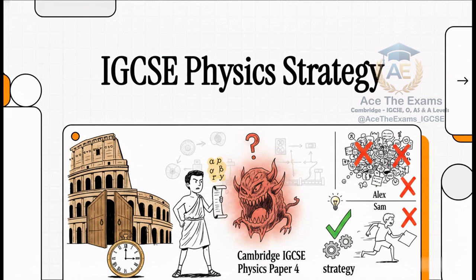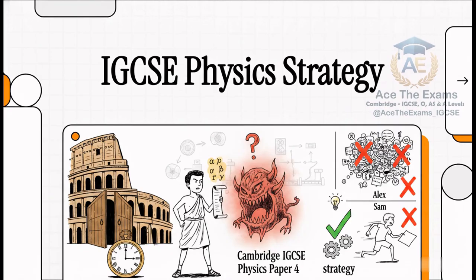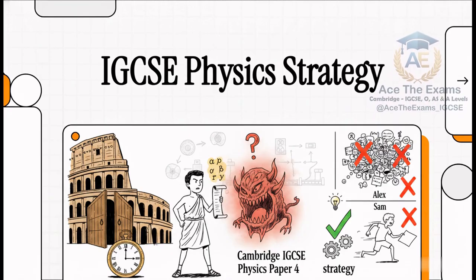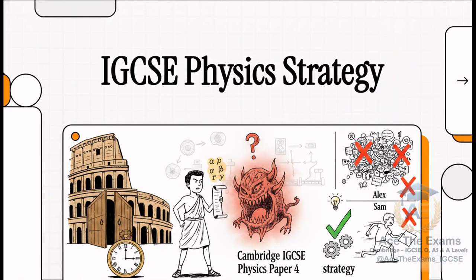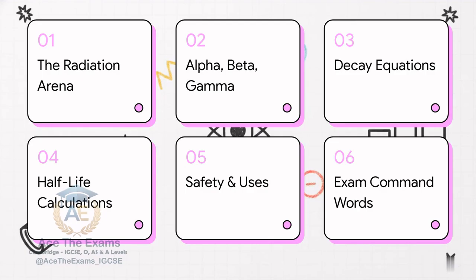Next to Alex is Sam. Sam rushes. Sam sees a question, completely ignores the command word requirements, writes half an answer and moves on. The result? More red marks. Today, we're going to fix both of their mistakes and yours by transforming that red ink into glorious green check marks. Let's dive in. Here's our battle plan.